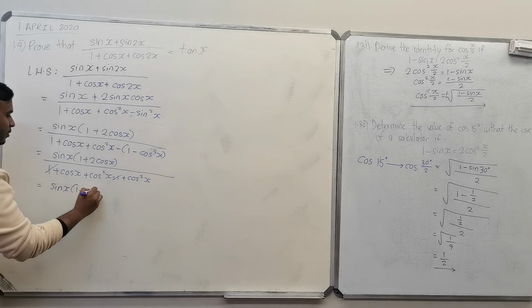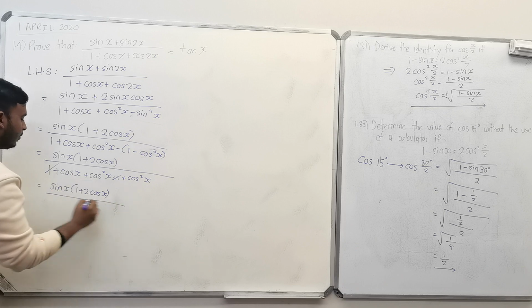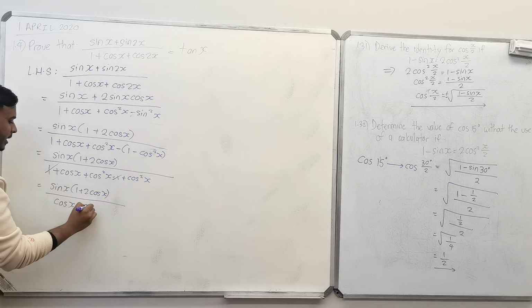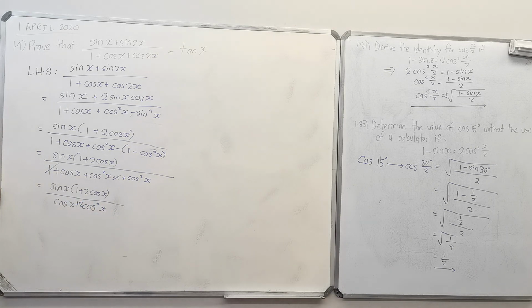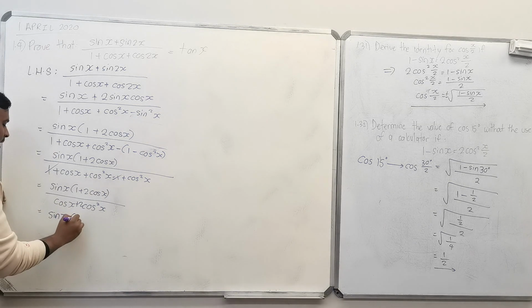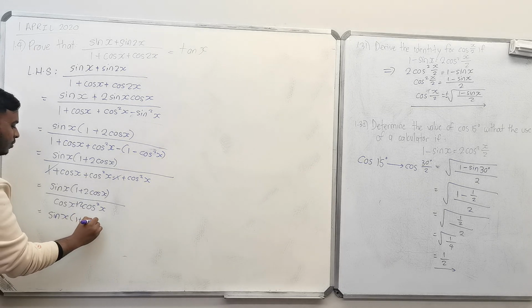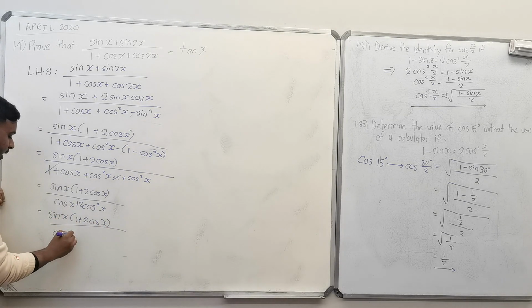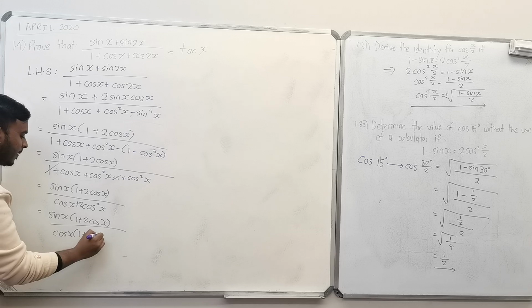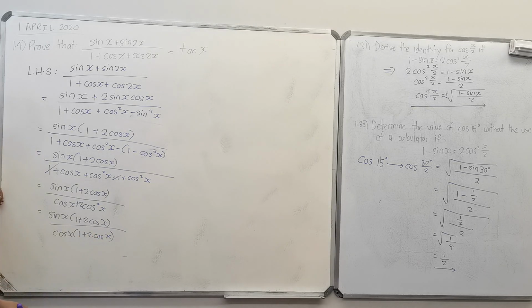And then you're left with sin x into 1 plus 2 cos x all over cos x plus 2 cos squared x. Now if I take out a cos from there, I'm left with sin x into 1 plus 2 cos x all over cos x into 1 plus 2 cos x. If I take out cos as a common factor, what happens? Cancel, cancel. And then you're just left with, which is what?